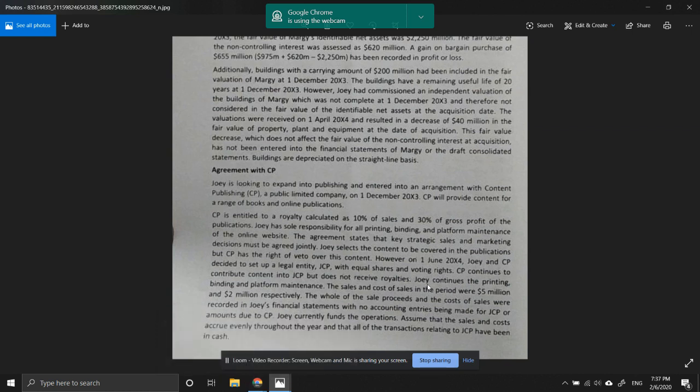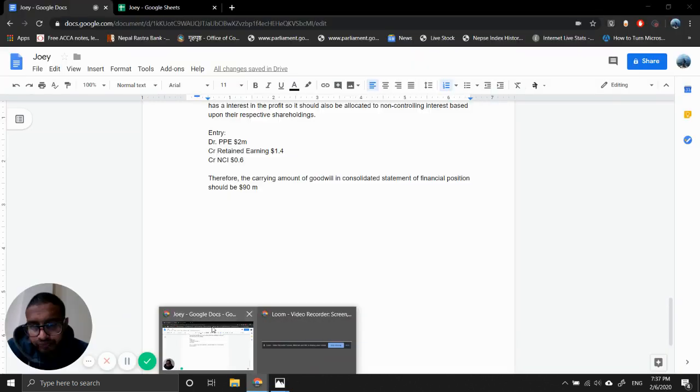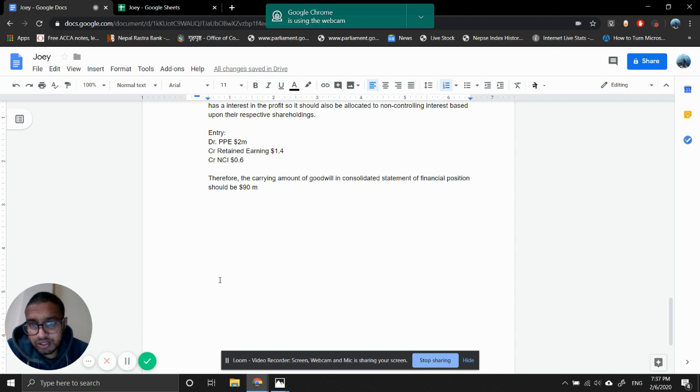So after this, what has happened is that on 1st December 20x3, at the beginning, and then after a while, they formed a separate entity. After that, it will be equal shares. Okay, so that means after that, it will be 50-50. So let's discuss it.